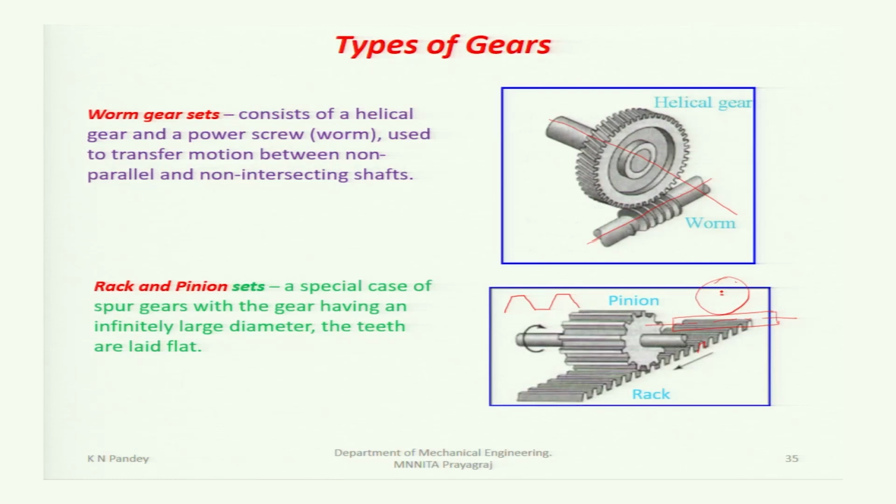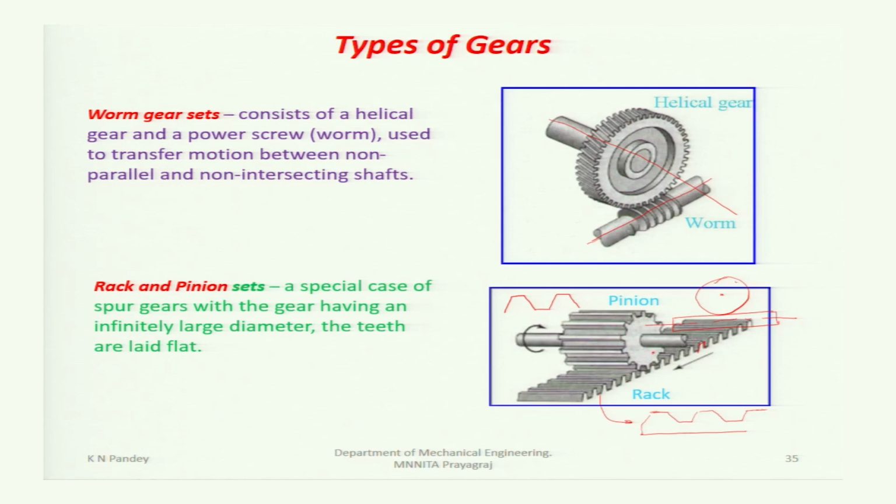A worm gear set consists of a helical gear and a power screw used to transmit motion between non-parallel and non-intersecting shafts. Now, rack and pinion. This is the rack where the teeth profile is something like this, straight. This is the rack which is shown here. It has this type of teeth and it is meshed with a spur gear.